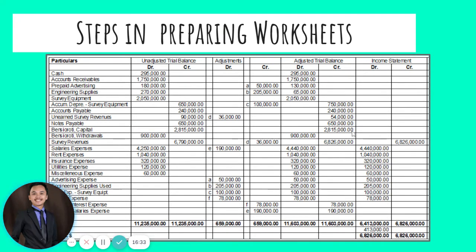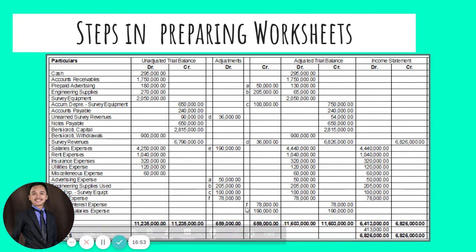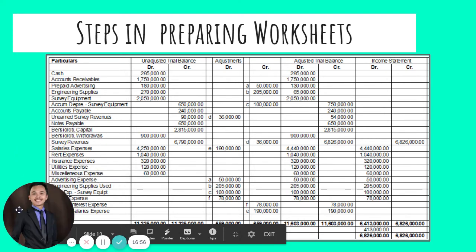If it's on the credit side, you simply copy it also on the credit side. And if it's a debit, then you also copy it on the debit side. Okay, so we have survey revenues of 6,826,000 and then all your expenses, from salaries expense up to the last expense. I think that is interest expense, for 78,000. So do we still have more expenses? These two are accrued expenses, so therefore these two are liabilities. They will not be included under our income statement. So I think we no longer have income and expense accounts.